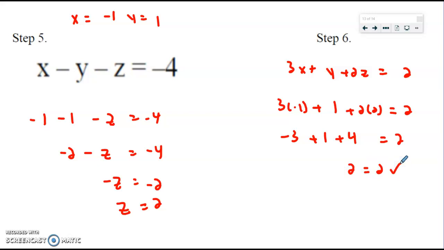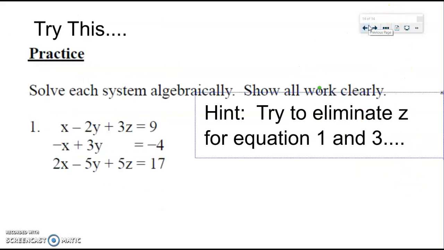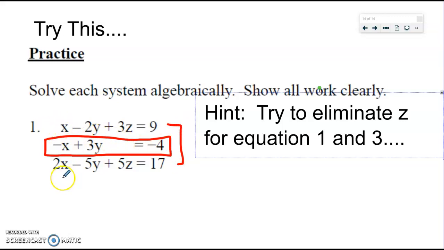All right, so your job is to try this next one. It starts off pretty easy because I already have an equation that has z eliminated. My hint is, because I already have one equation that z is already eliminated for, now I'm going to ask you to try to eliminate z with equations 1 and 3. So try to think of what you can do to eliminate z for the first and third equation.